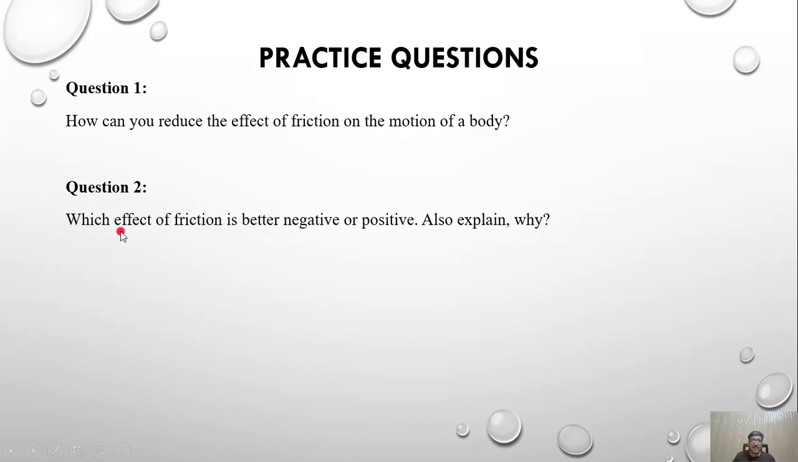Question two is, which effect of friction is better, negative or positive? And you have to explain this as well.